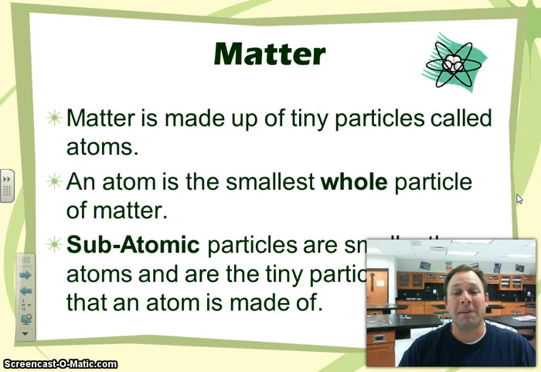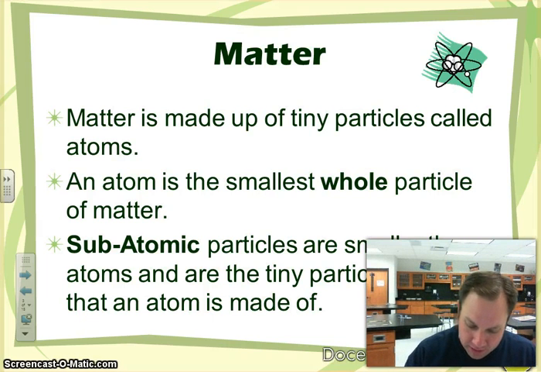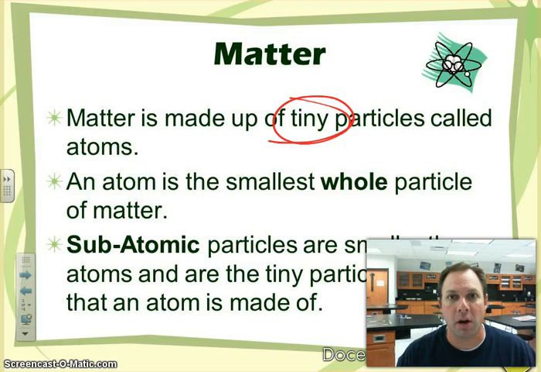Now, matter is made up of tiny particles called atoms. And it's important to emphasize this word right here, tiny. They are small. They are so small that we cannot even see them with a microscope. We have to use special scientific instruments to detect that they're there, and we have indirect ways of knowing that they're there and knowing what their properties are.